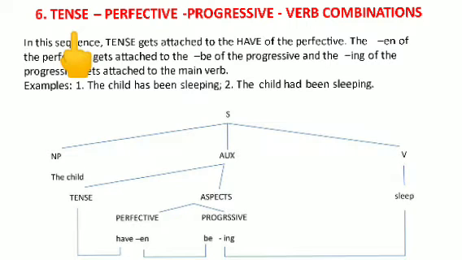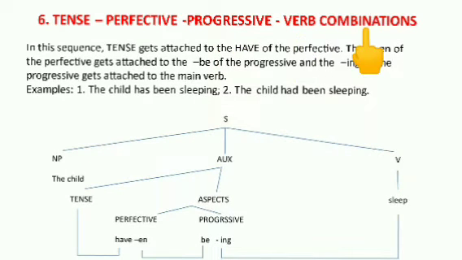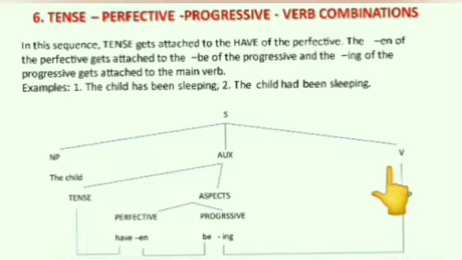Tense, perfective, progressive verb combinations. In this sequence, en of the perfective gets attached to the be of the progressive, and the ing of the progressive gets attached to the main verb. Examples: the child has been sleeping. The child had been sleeping.